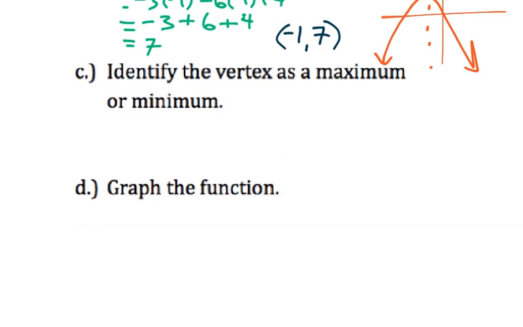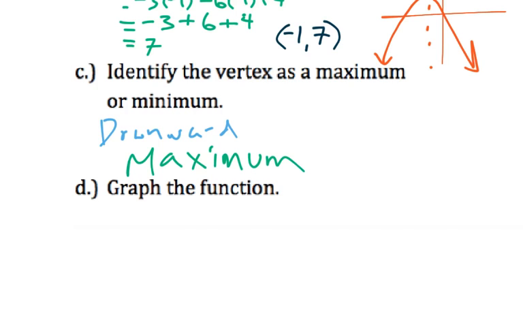Now, identify the vertex as a maximum or a minimum. This is kind of straightforward. Whenever you have a negative value in front of x squared, whenever you have an a, that means that it's going to open downward. Now, I've already sketched it this way, but if I wasn't sure, then I think, well, okay, it opens downward, and that means that my vertex would be the highest point possible, so the vertex is a maximum.